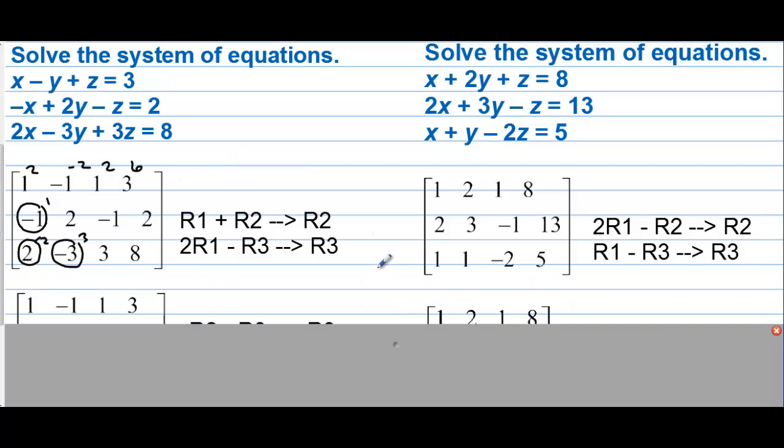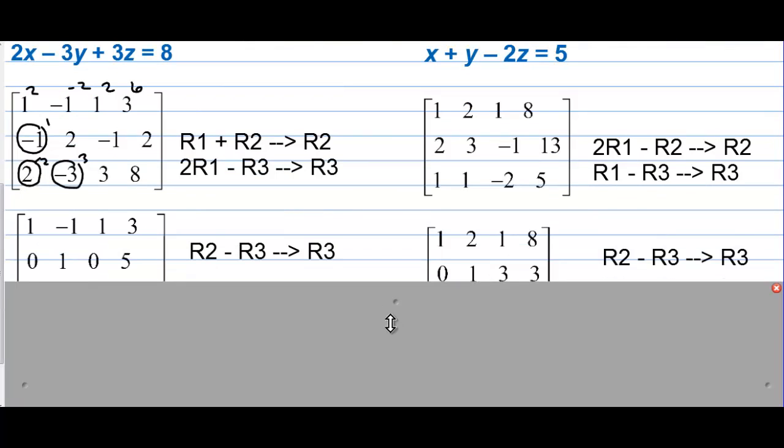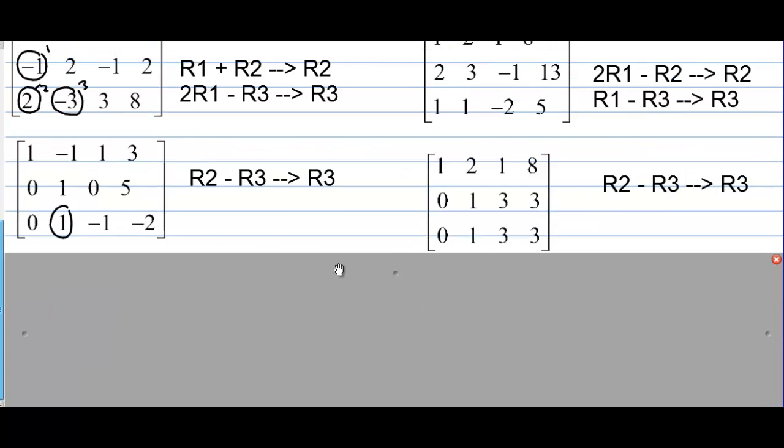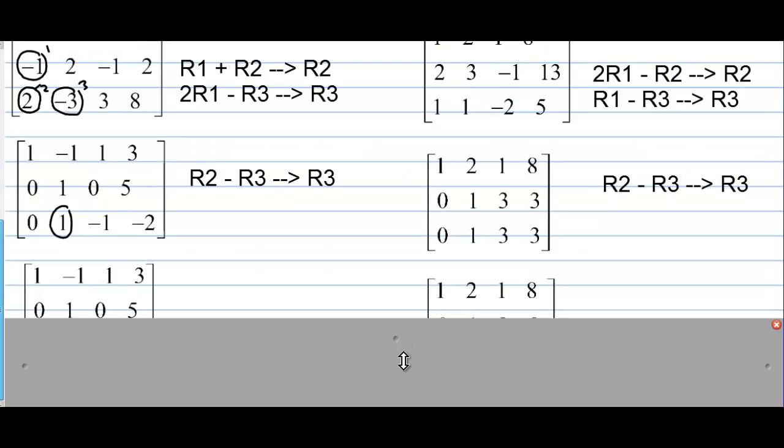Now when you do all those computations, you get 0, negative 1 plus 2 is 1, so there's the 1. 1 plus negative 1 is 0, and 3 plus 2 is 5. Then when you work with the third row and replace the third row, you get 0, 1, negative 1, 2. Well, now we want the third 0 to be right here, so we can take row 2 minus row 3 and replace row 3. And when you do that, you get this matrix right here.